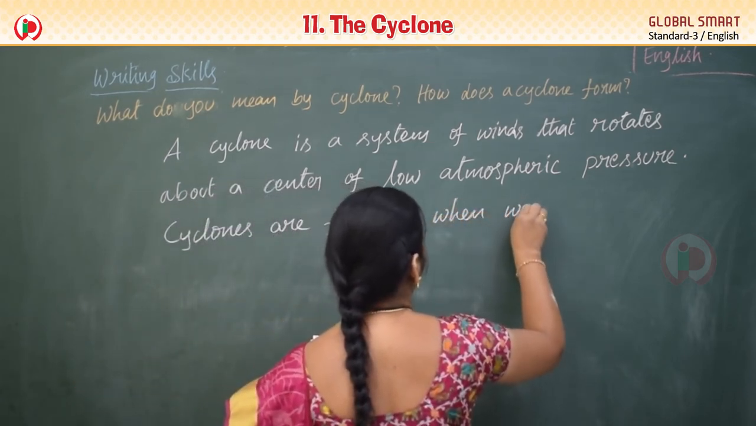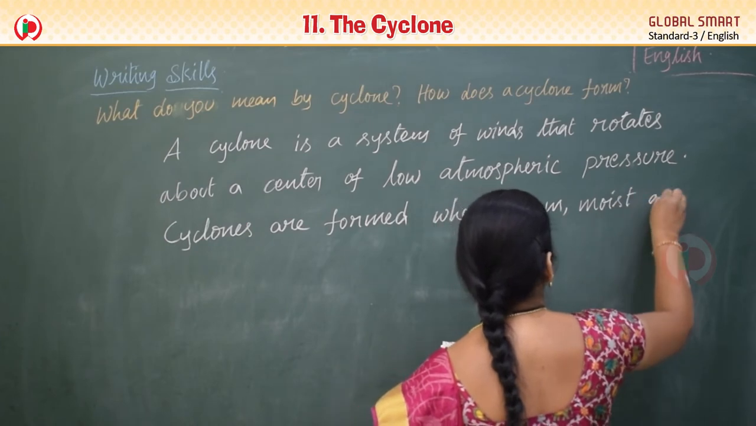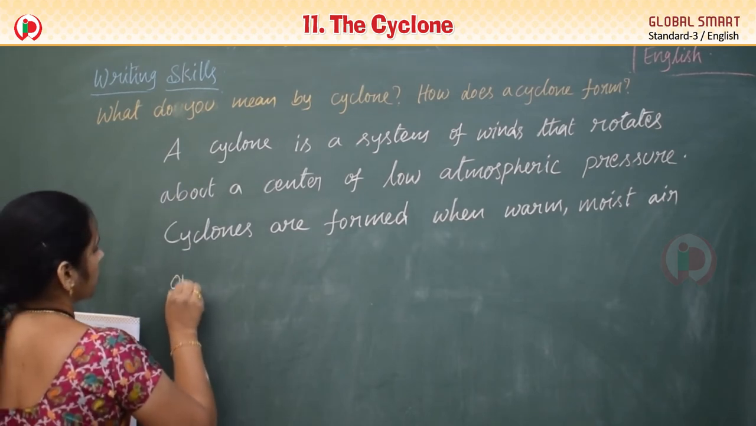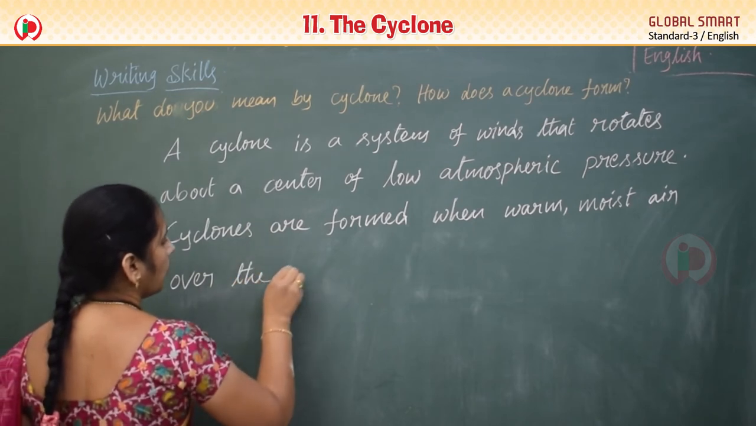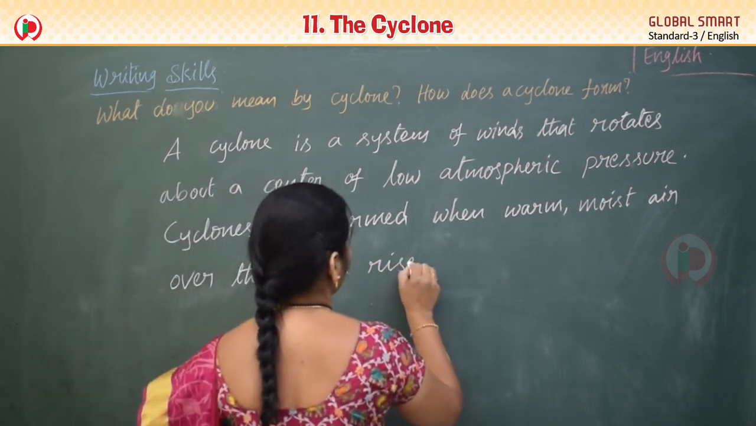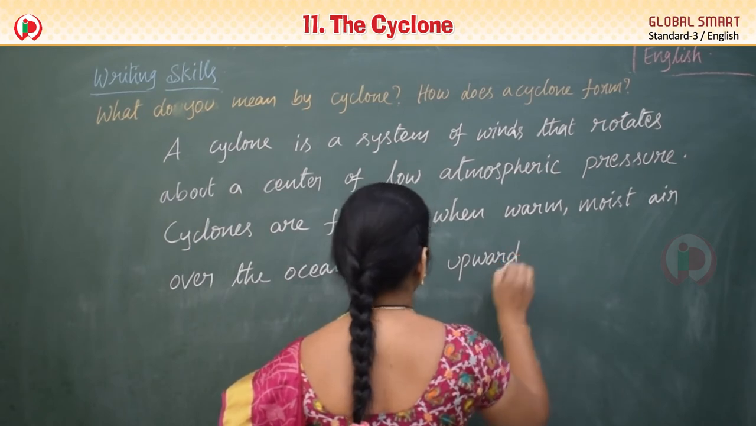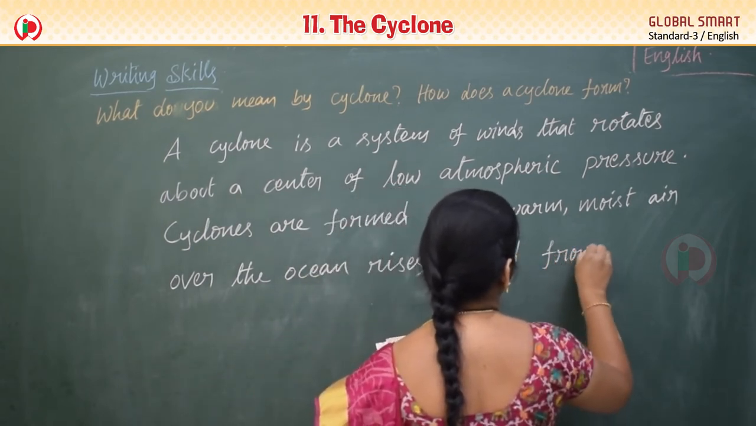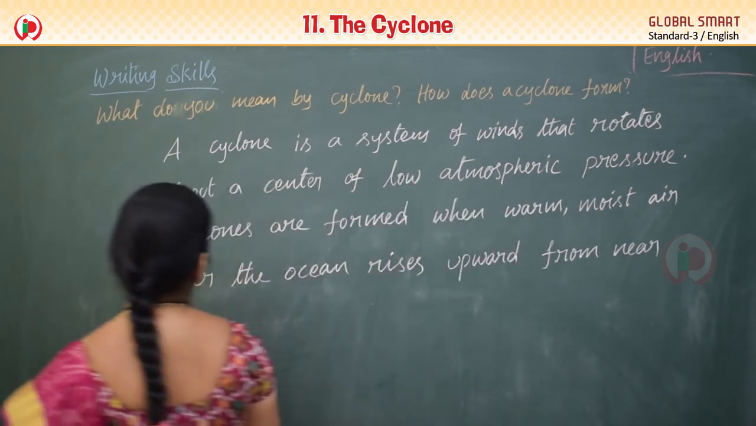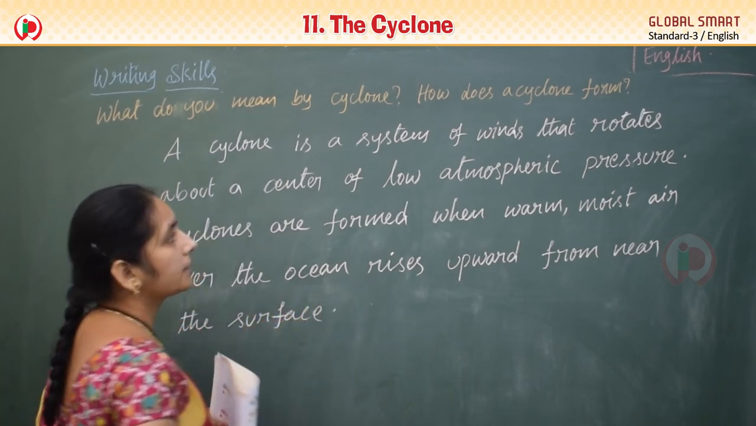When warm moist air. M-O-I-S-T, moist air. When warm and moist air over the ocean rises upward from near the surface. Okay? This is how cyclones form.